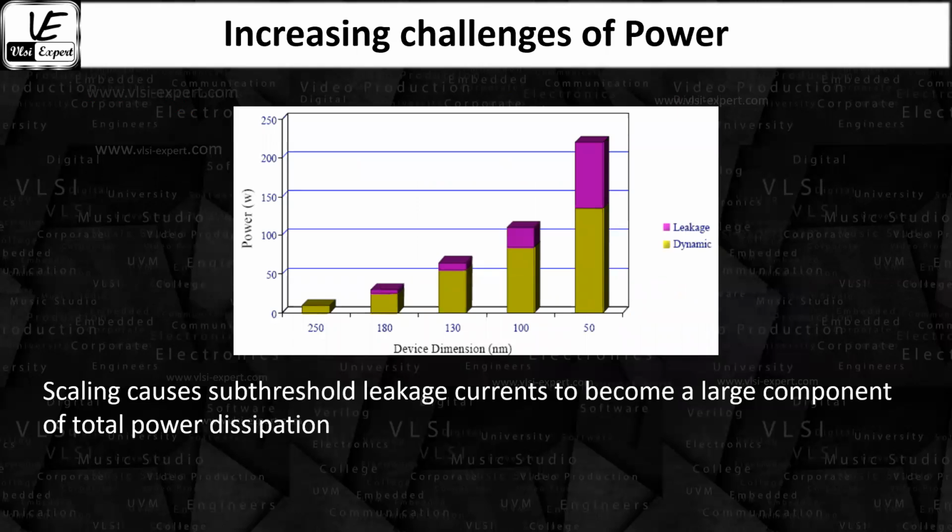Now, as the technology shrank and scaling was introduced, the subthreshold leakage current increased and became a large component of the total power dissipation. We can see through the graph that as the device dimensions reduce, going into nanometers and shrinking day by day, the leakage component is increasing compared to the dynamic component over the years.